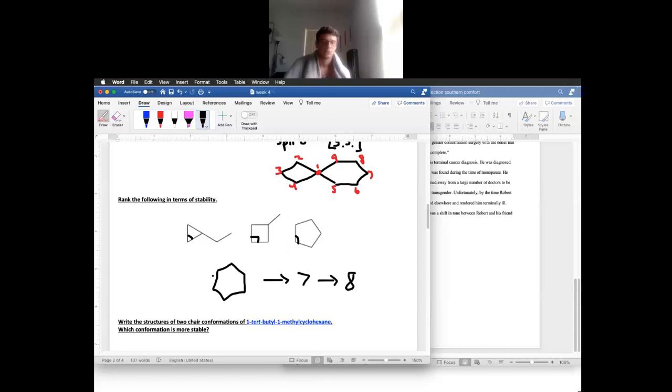So you want to get closer and closer to 109.5, which is your cyclohexane. The further out you go, regardless of the number of carbons, the more and more unstable you're getting. Make sense?